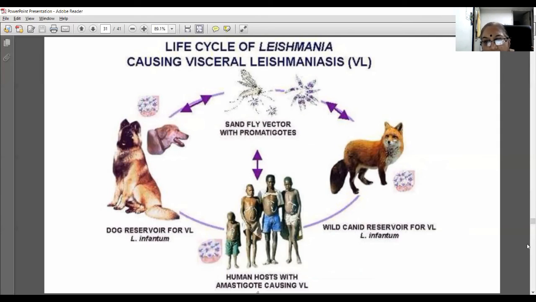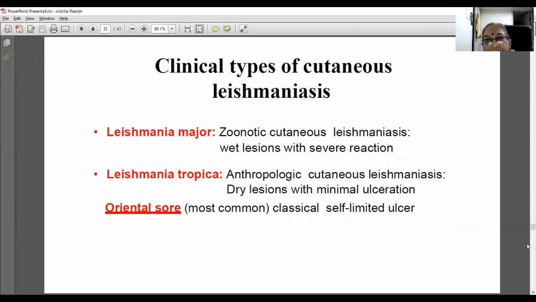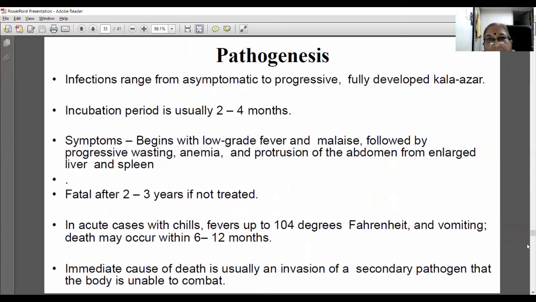So again here you can see Leishmania infantum, how it is causing visceral leishmaniasis. Clinical types of cutaneous leishmaniasis, that is Leishmania major. Pathogenesis.